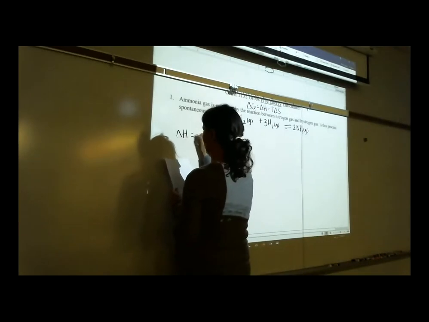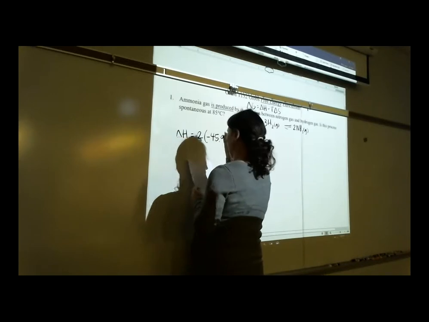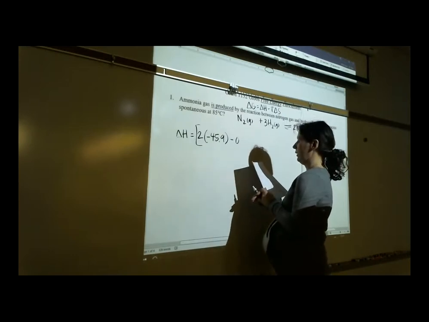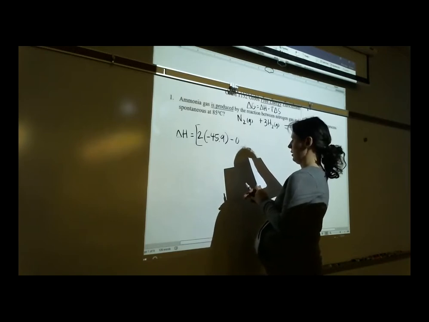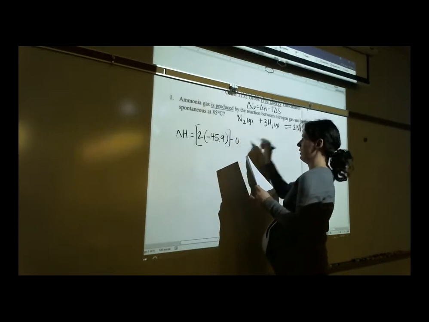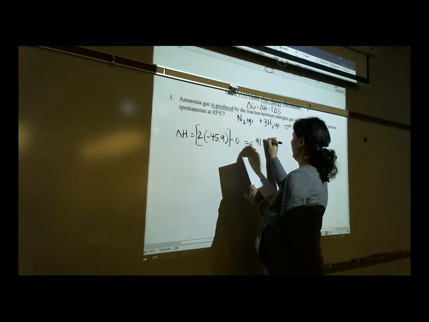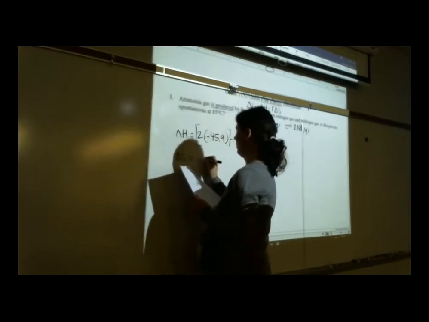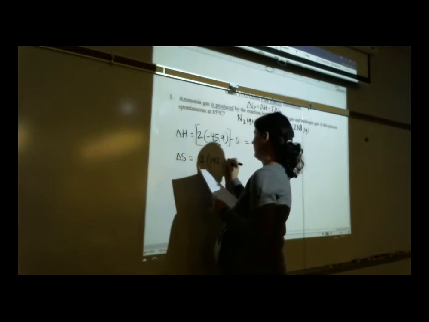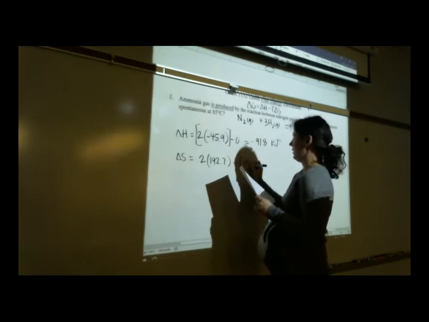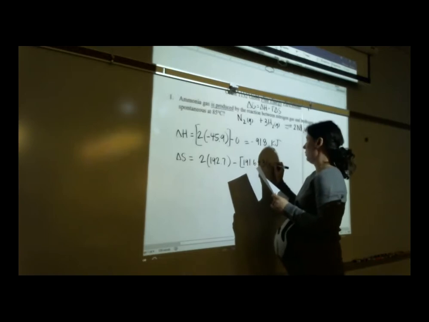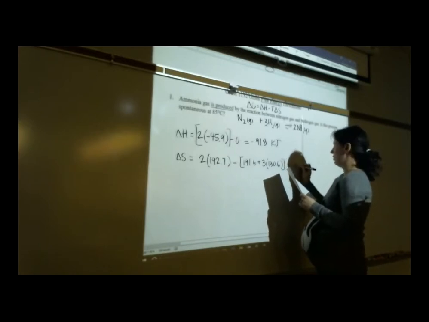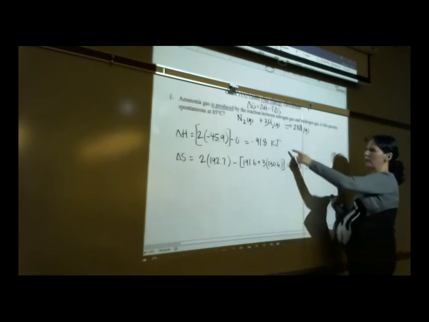So I got delta H is 2 times negative 45.9 minus 0, right? Because this is 0, this is 0. So that gives me negative 91.8 units here, or kilojoules, right? For delta S, I got 2 times 192.7 minus, I got 191.6 plus 3 times 130.6. So that gave me negative 198 joules. Now, what problem do I have here?